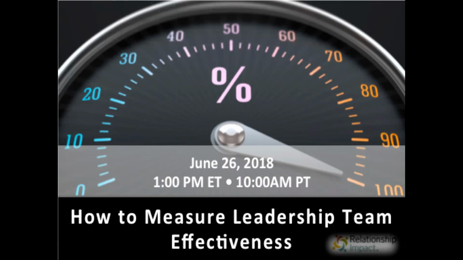How to measure leadership team effectiveness. The work that we do at Relationship Impact is working with the executive teams or leadership teams of growing companies to help them put their organizations in a good position to scale effectively. And so how do you measure whether a team is effective or not, so that you can actually build a team that is going to enhance your opportunity for success? That's what we're going to talk about today.